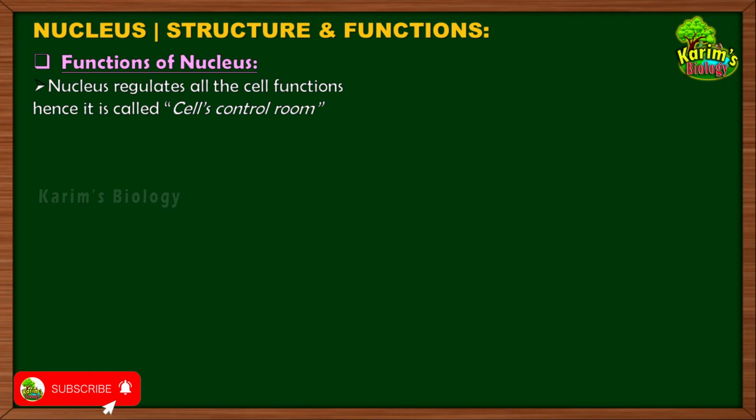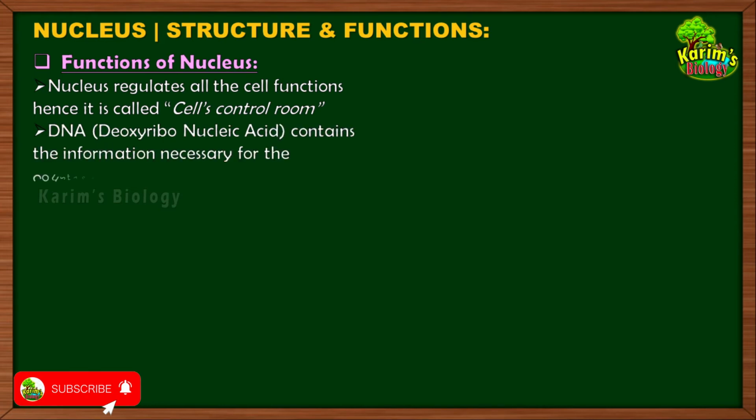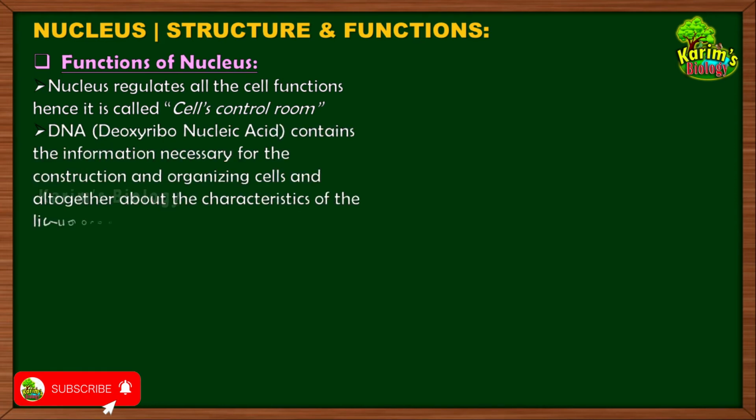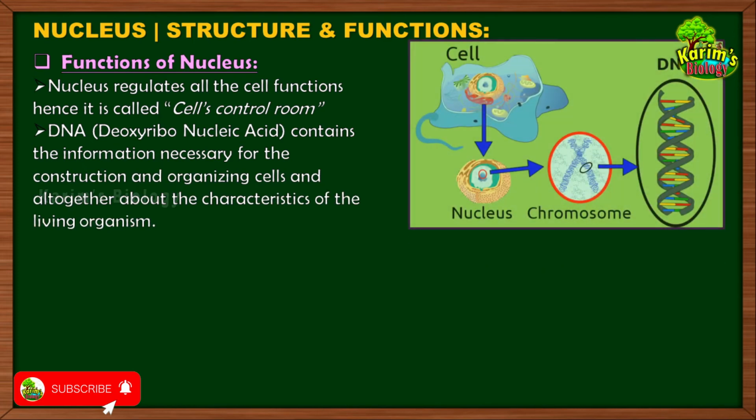Why is the nucleus able to control other cell organelles? Because there is something special present in the nucleus. Just now we have discussed that genetic material is present in the nucleus. What is it called? DNA. It is because of the DNA, deoxyribonucleic acid, that the nucleus is able to control other cell organelles. Because the DNA contains the information necessary for the construction and organizing of the cells, and altogether about the characteristics of the living organisms. I told you in the previous slide that it is a genetic material. Why is it genetic material? Because the nucleus is responsible for the transfer of characters from parent to progeny, or from one generation to another generation.